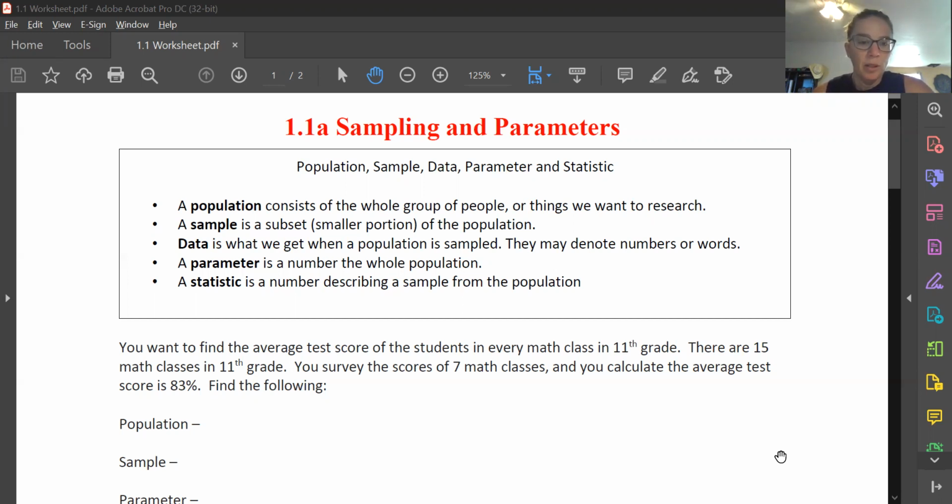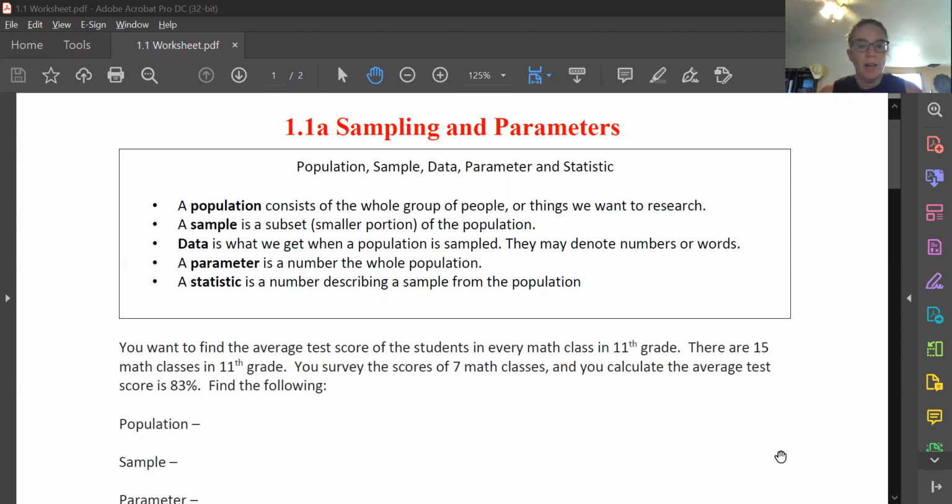A sample is a subset or smaller portion of the population. That would be the more manageable group that we could ask the question to. So maybe we ask 100 people a question at the football stadium. That 100 people would be our sample. The population would be all the people in the stadium. The sample would be the 100 people in the stadium that we asked the question.